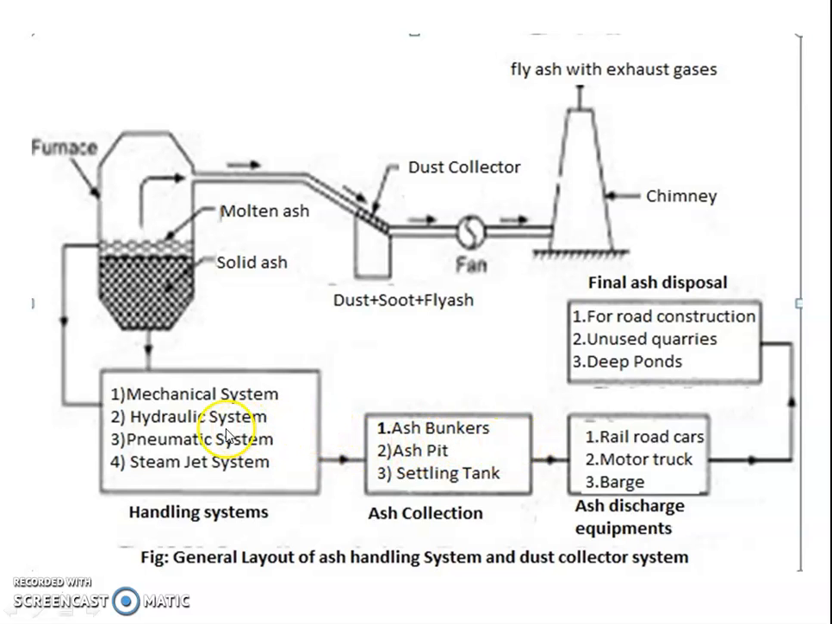With the help of these systems, all the ash is collected in the ash bunkers, and through railroad cars or motor trucks it is taken from the bunkers to the final ash disposal, like deep ponds, road construction or unused quarries.